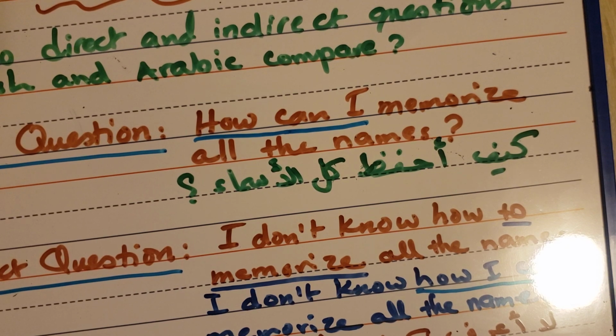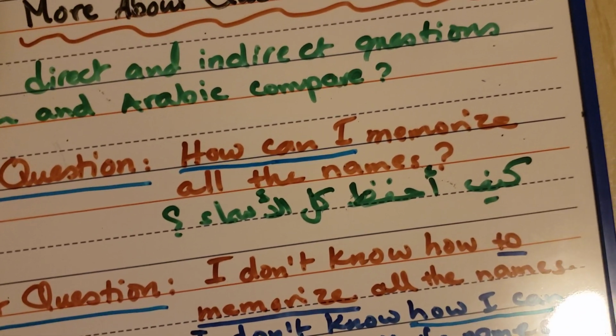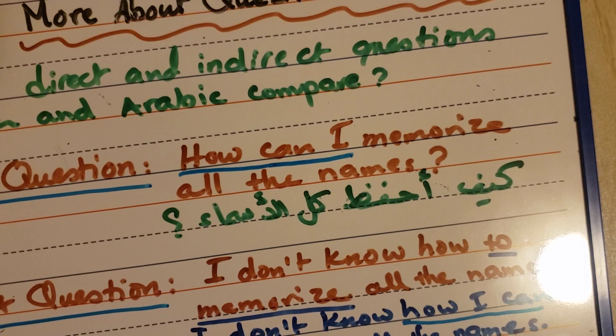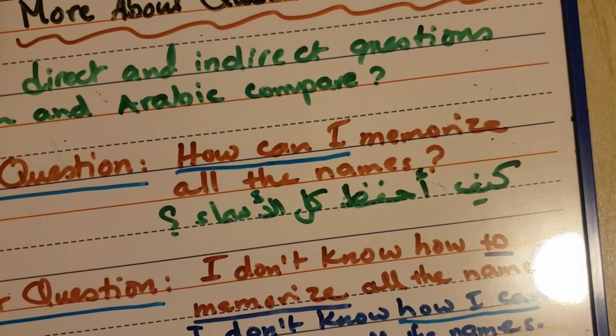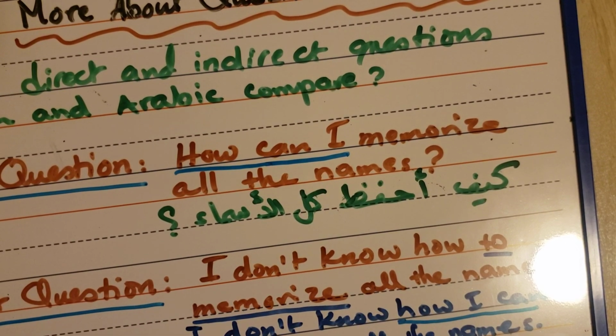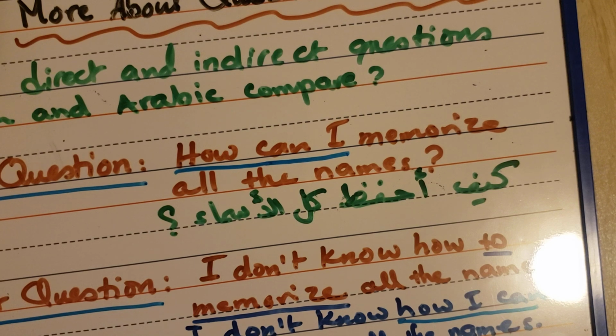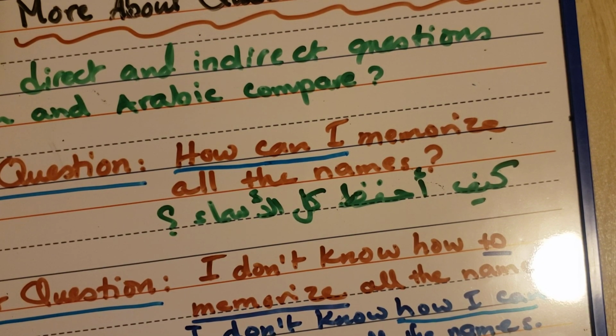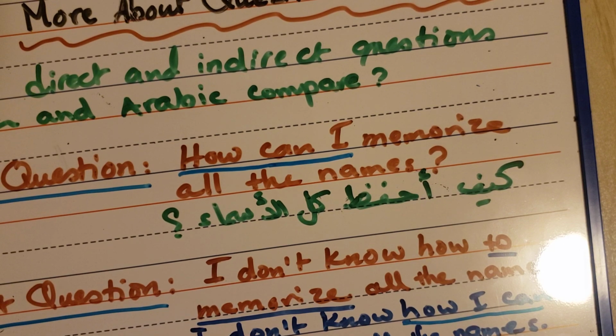For example, you say, I do not know, how do I memorize the names of the new students? How do I memorize? So this is a direct question. But if you say, I don't know how to memorize the new names of the students, you notice that it's a statement, but the intonation of my voice indicates that I'm asking for help and that I want somebody to explain to me how to memorize the names of new students as a new teacher, for example. So I don't know how to.